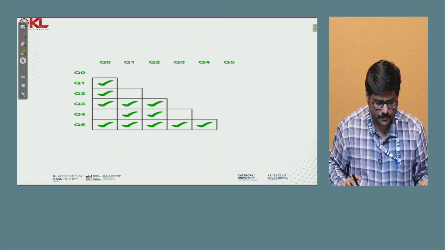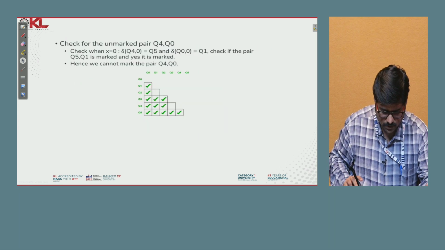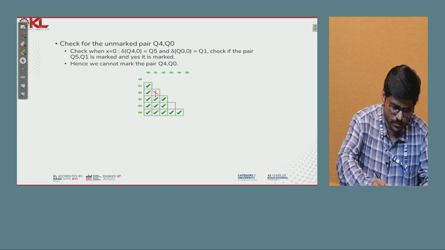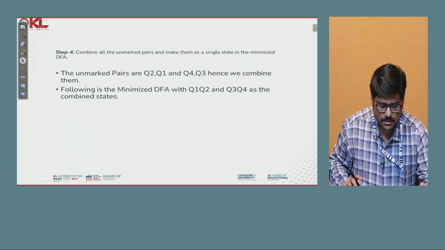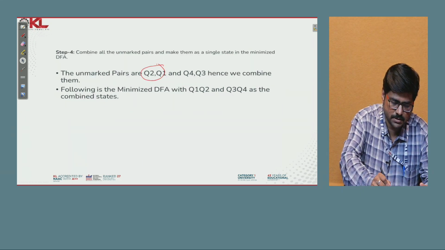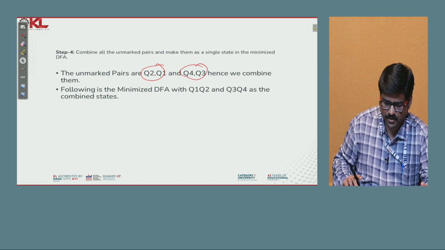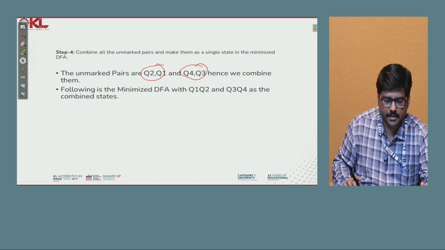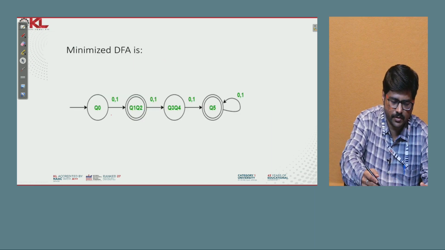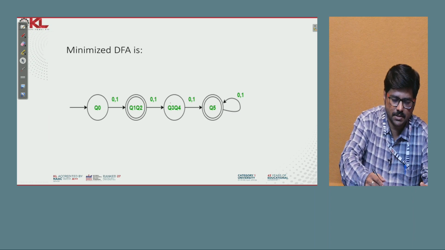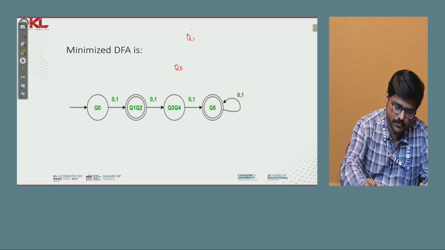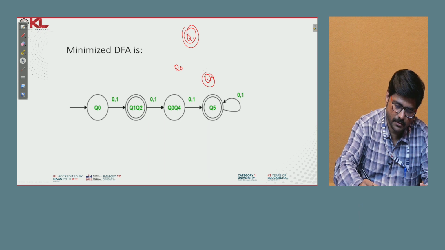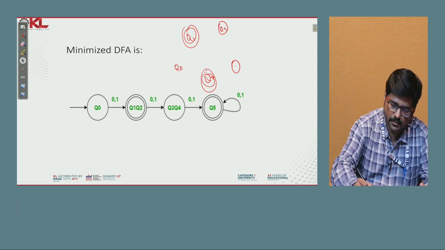So after all these steps, what are the unmarked pairs? These two, Q1 Q2 and Q3 Q4, are still unmarked pairs. Now we can make these unmarked pairs into one state each, Q1 Q2 as one state and Q3 Q4 as another state, right? When you write them as one state, we can reconstruct the DFA. What is the DFA? Earlier we have Q0, Q1 as final state, Q2 as another final state, Q3 Q4 are non-final states, Q5 is another final state.